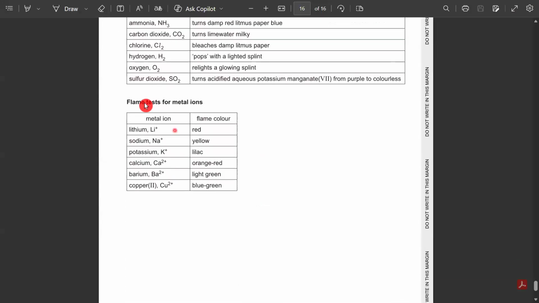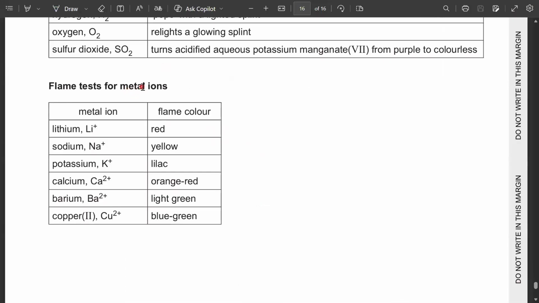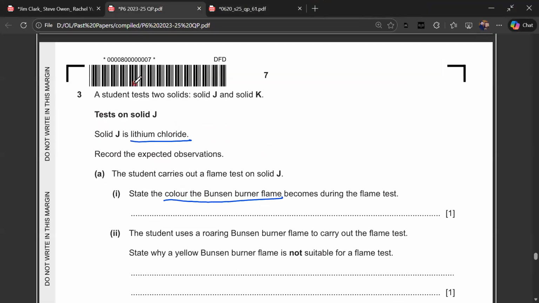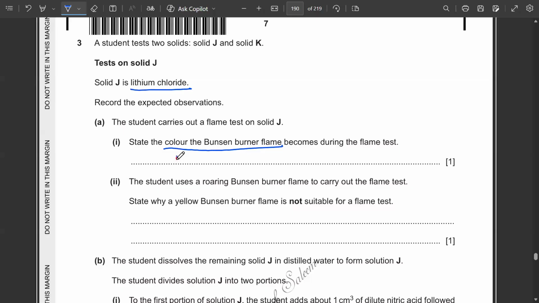And here we find the flame test for the metal ions. We can find the lithium ion, which is present in our compound J, will show the red color. So this will be your answer over here. It will be red. Then part 2.